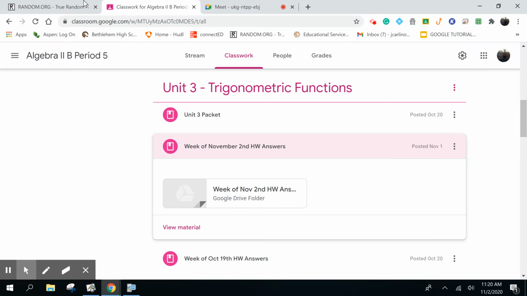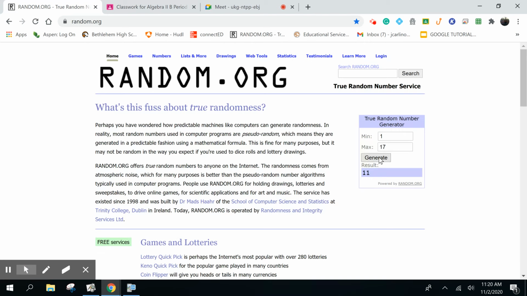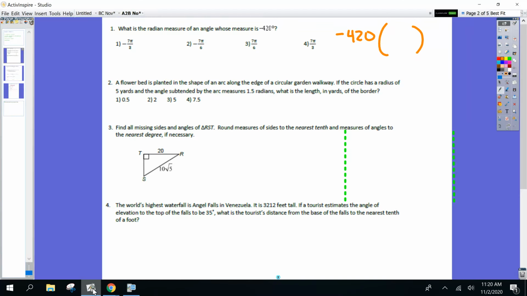Here we go. Start the show off today. Let's roll. 11. Here we go. Liz, what do I have to multiply degrees by to get it into radians? Pi over 180. Good start, Liz. Thank you. Pi over 180. All right. When you're giving me radians, you should have pi in your answer, so keep it there.